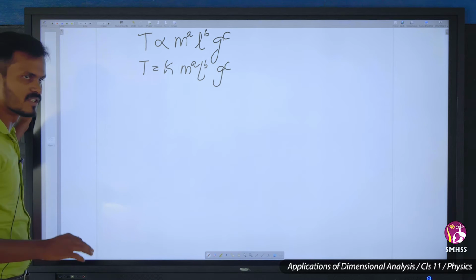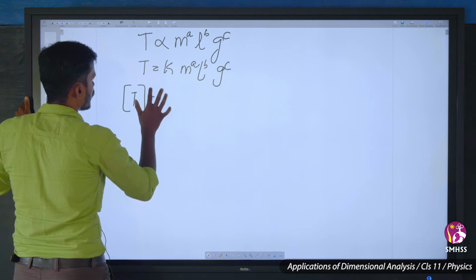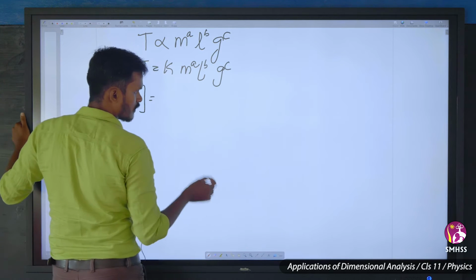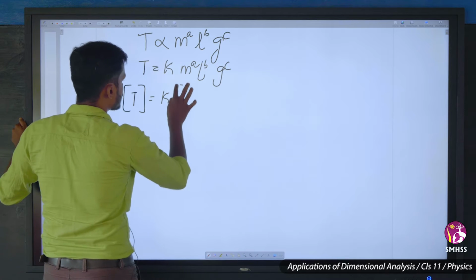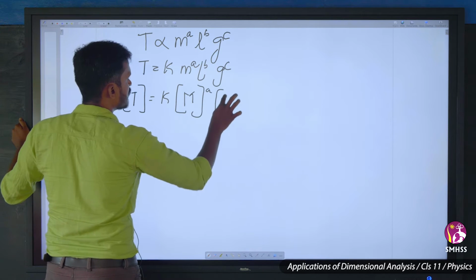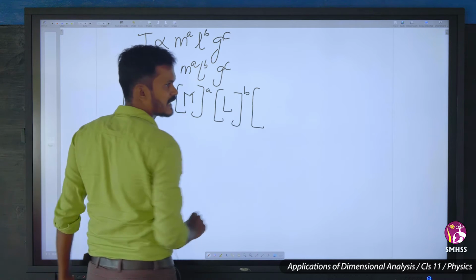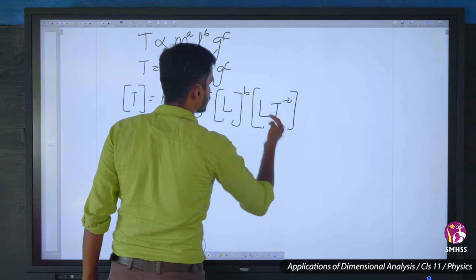So, for time period we will apply dimensions, that is nothing but T. For k they have given 2 pi, right. So, for k apply 2 pi. For mass we can apply M. For length it is nothing but L. For acceleration due to gravity it is nothing but L T raised to minus 2.